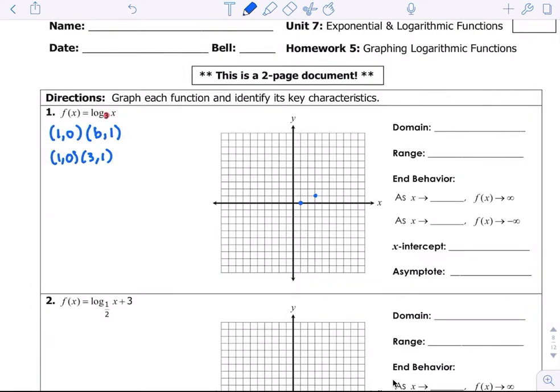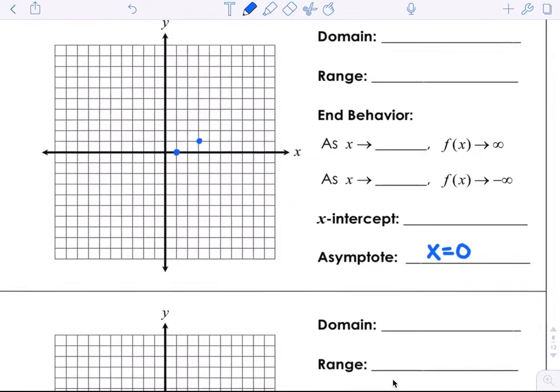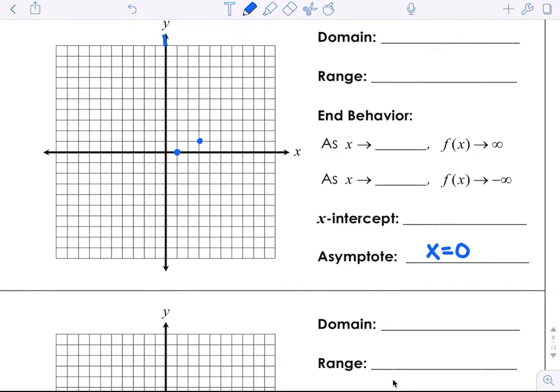Okay, so now let's get your asymptote. So you just set this equal to 0, which means it's going to be x is equal to 0. So this is your asymptote. So I'm going to put my asymptote right there, and I'm going to plot the asymptote. X is equal to 0 is on this y-axis line. Okay.